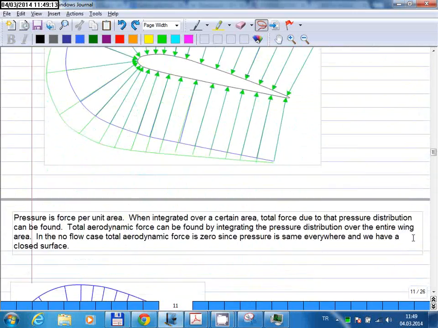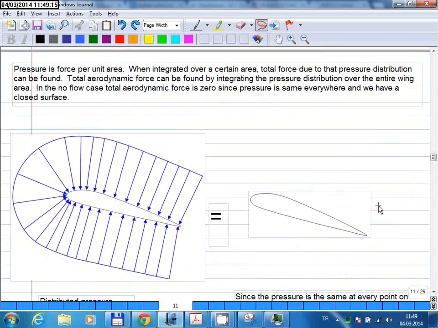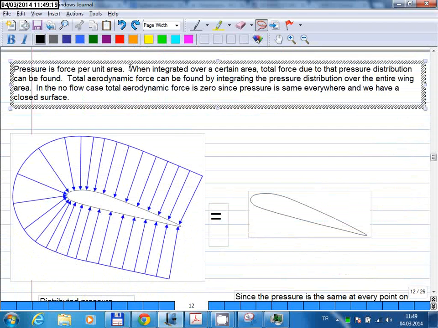Anyways, let me just come down here. The pressure is a force per unit area. When integrated over a certain area, you get a net force. And if you do that around your airfoil, then you get the total net force acting on your airfoil. So the total aerodynamic force can be found by integrating the pressure distribution over the entire wing area.